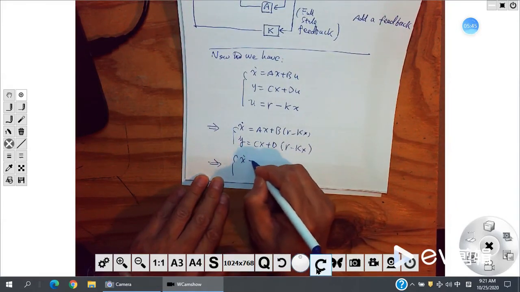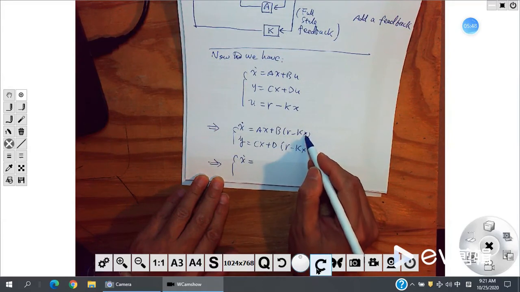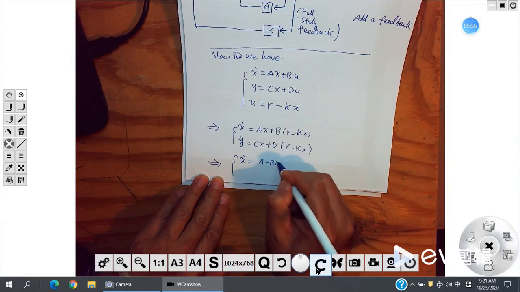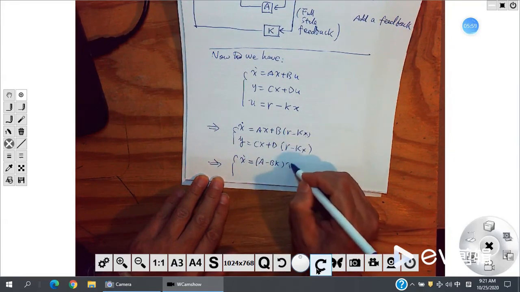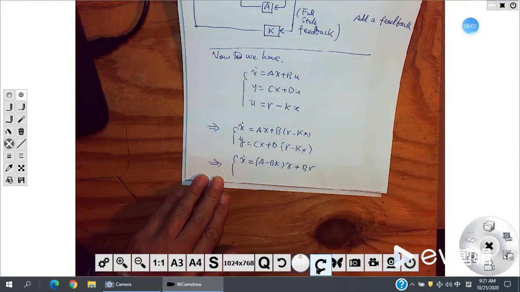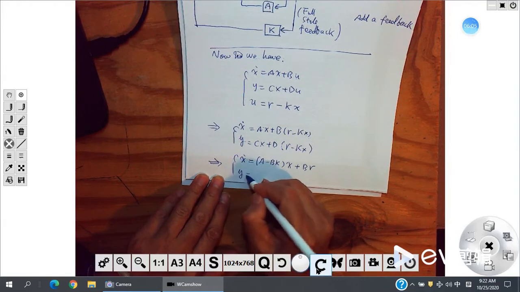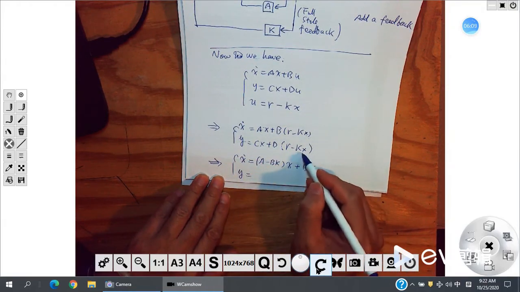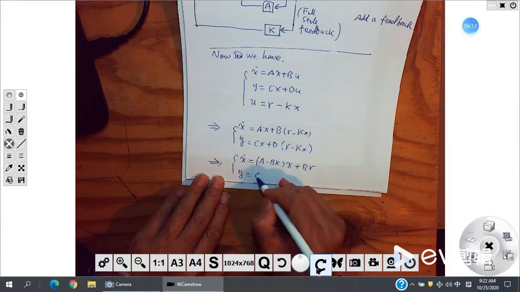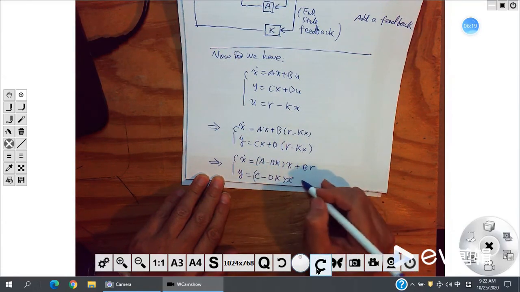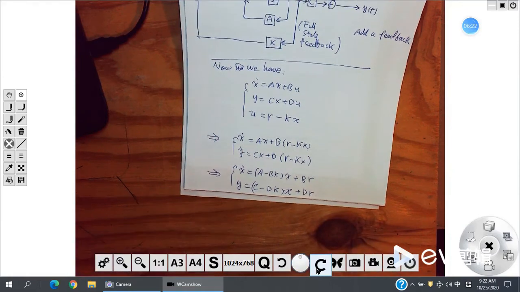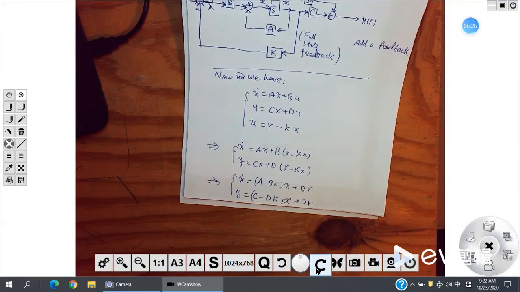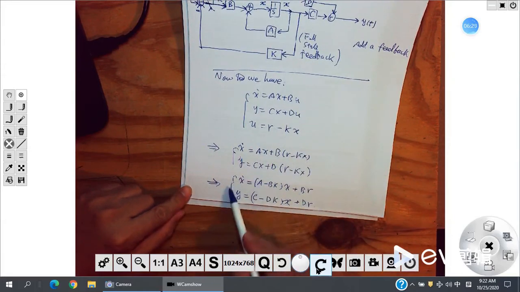We have x dot equal to, I want the matrix times x. This is x, this is also x. So this is A, this is BK. So A minus BK times x plus B times r. This is the first equation. The second equation is y equal to Cx, and here's a negative DKx. So C minus DK times x plus Dr. Alright, so we have a new equation. By adding feedback, this system can be described this way.